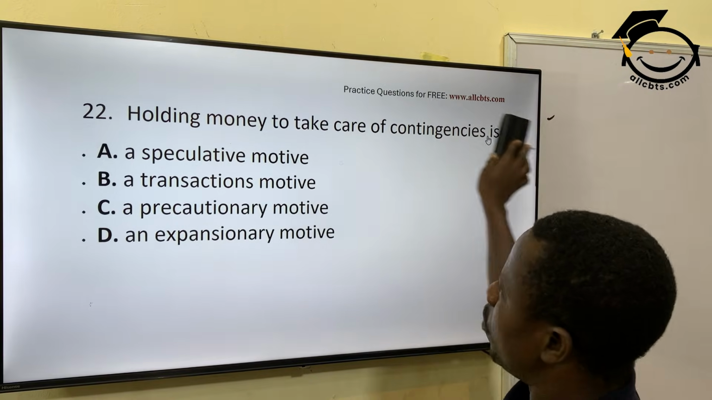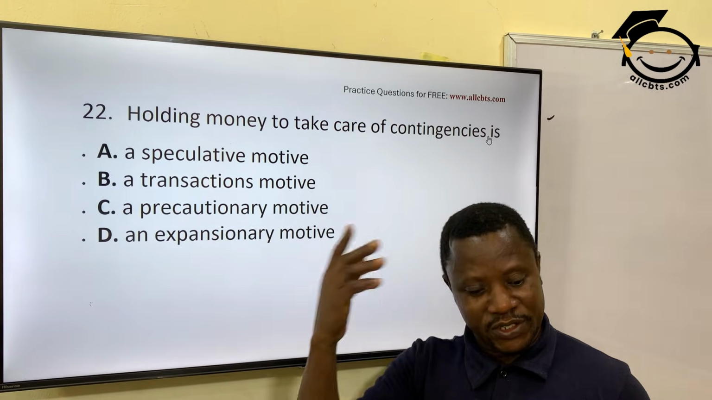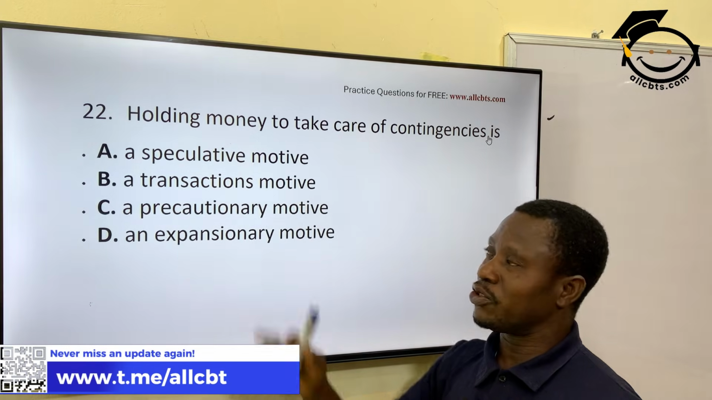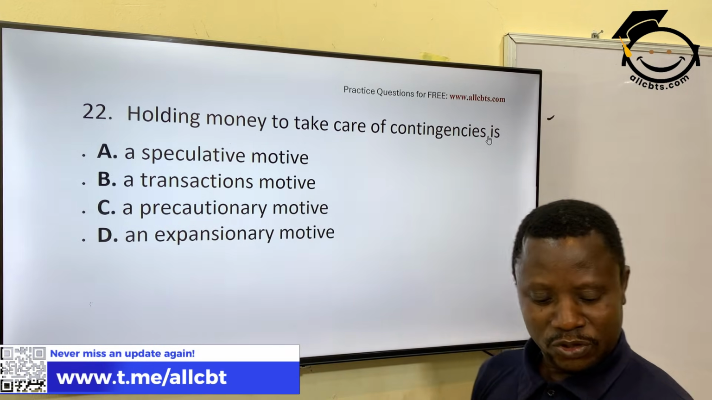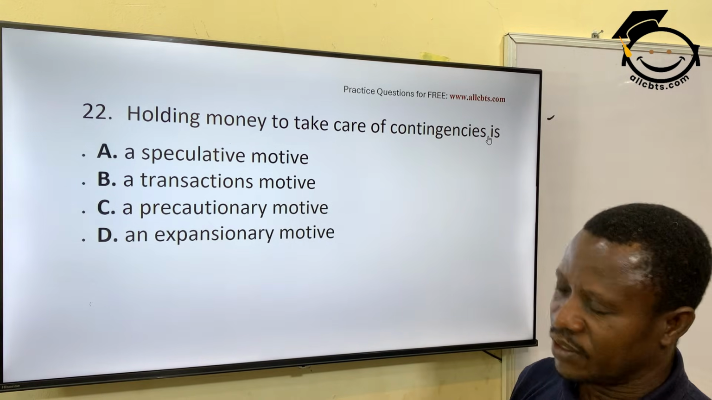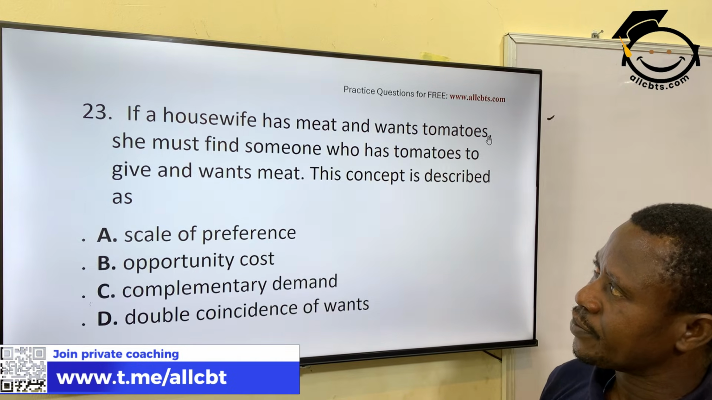I wonder how many people have money for emergency. Precautionary, because even the one you have for transaction, your transaction has already consumed most of the money you have because of the state of the economy. Precautionary motive, option C, is the correct answer.